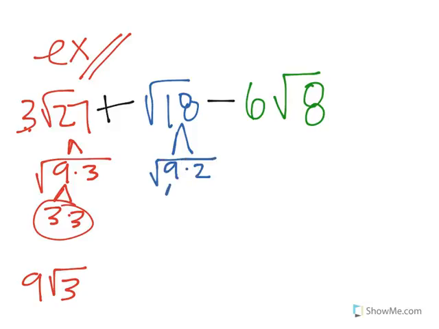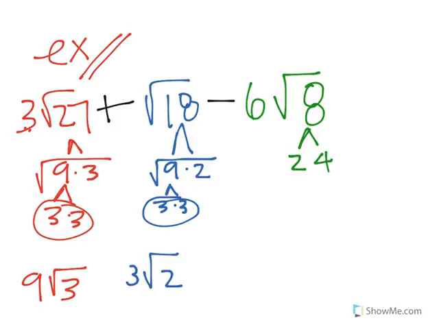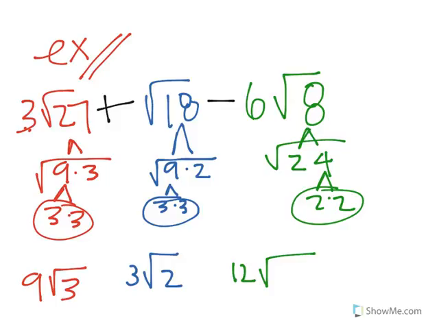Alright. We got root 9 times 2, root 3 times 3 times 2, with a 3 times 3 that can come out from the root. We have your root 2. Okay, 8. 2 times 4, which is 2 times 2 times 2. What happens? The 2's come out. Alright, you got a 2. Oh, can't forget the coefficient. You got a 12 root 2.